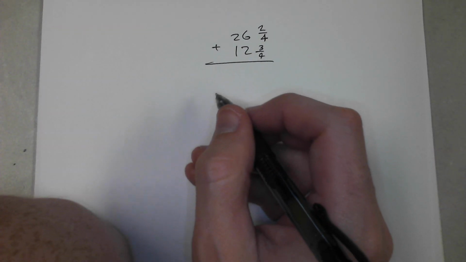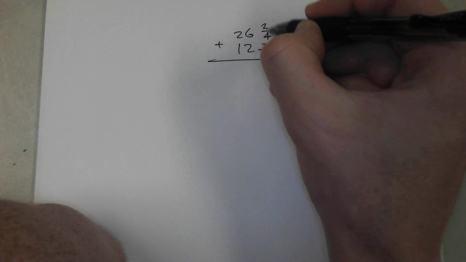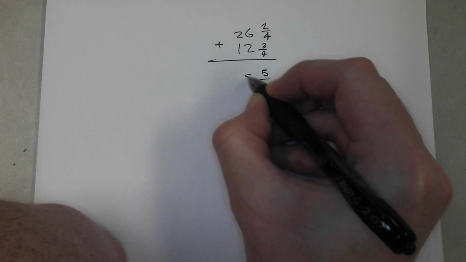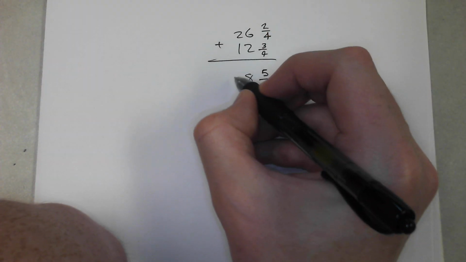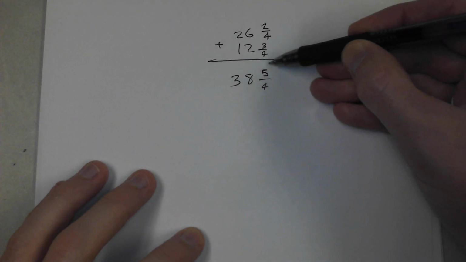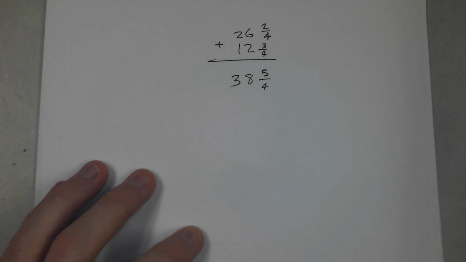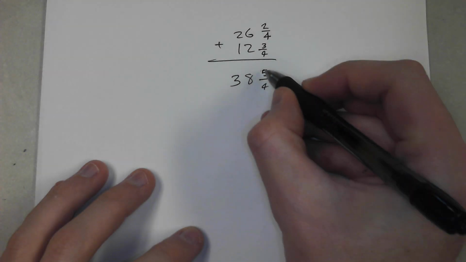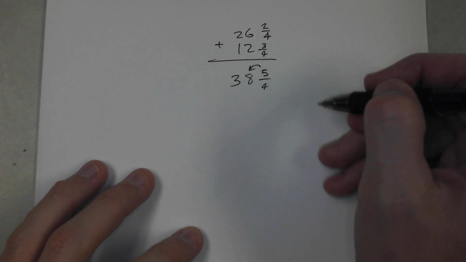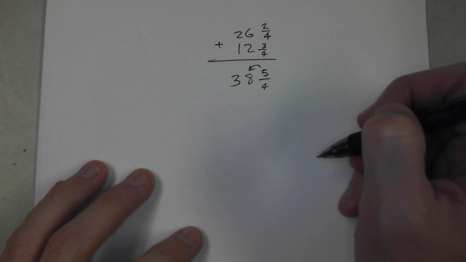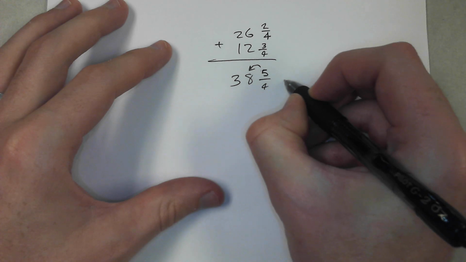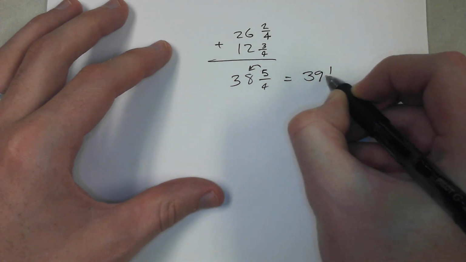Now that we have a common denominator, we can add 2/4 plus 3/4 is 5/4, and then 2 plus 6 is 8, and then 2 plus 1 is 3. Many students will stop here, but notice that we have a fraction greater than 1 inside the mixed number. That is not something that can stand. We must take out a whole and put it into the ones place. 5/4, there is one whole inside that. If I take out 4/4, there's 1/4 left over. So this is equivalent to 39 and 1/4.